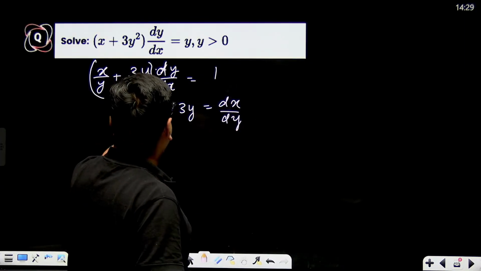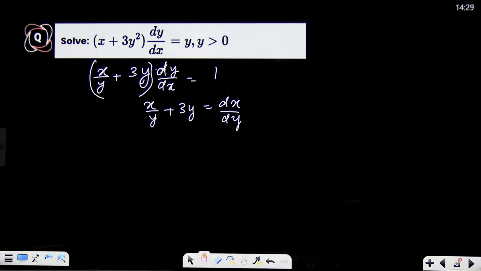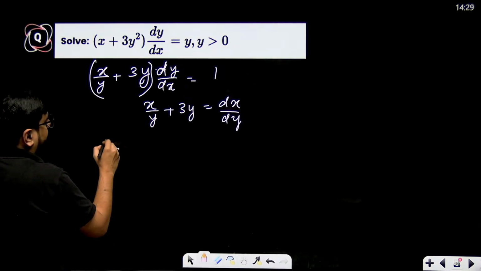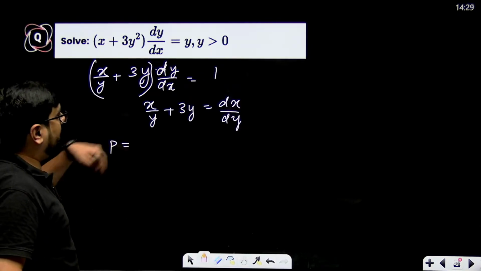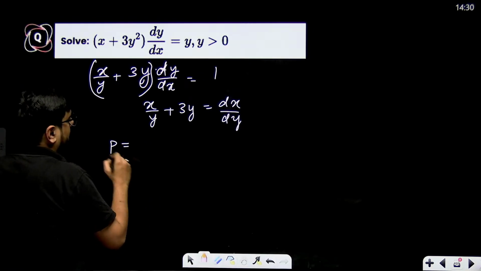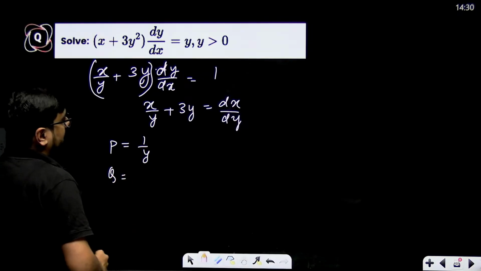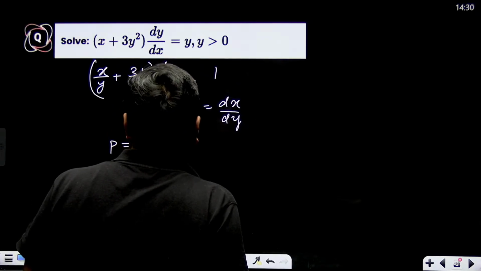Now this should be linear in x. Now it is linear in x. Not a problem. This equation is linear in x. Here our p, what will be our p? Our p will be equal to 1 by y. 1 by y will be your p and q will be equal to 3.